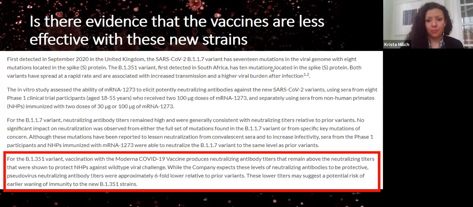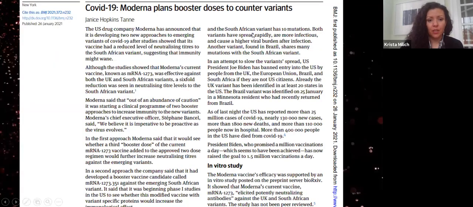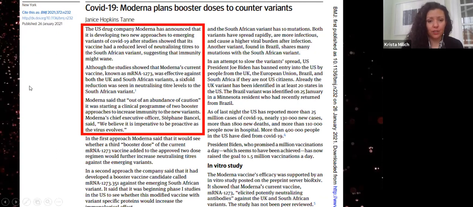So what does that mean? This is a publication from the British Medical Journal. So this is from the 26th of January. They expand on this press release from Moderna a bit more, so I want to share this with you. It says the US drug company Moderna has announced that it is developing 2 new approaches to emerging variants of COVID-19 after studies showed that its vaccine had a reduced level of neutralizing titers to the South African variant, suggesting that immunity may wane. Okay, so that's what we just heard from the press release.